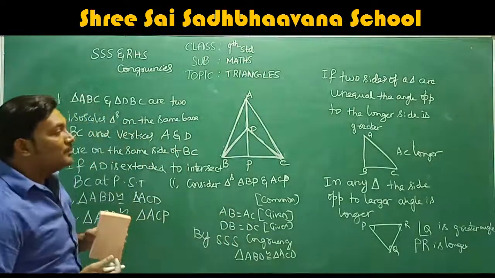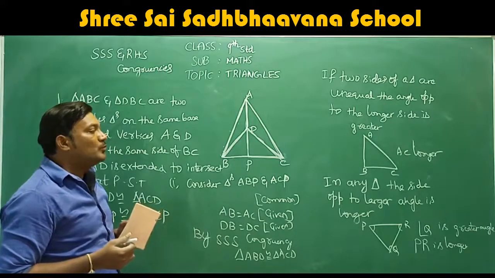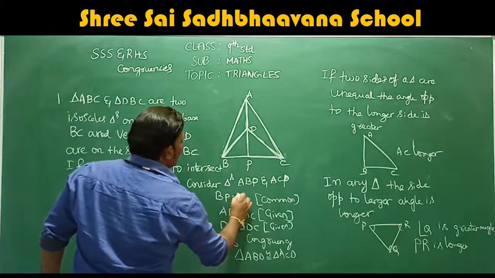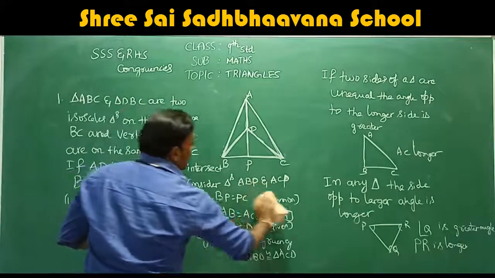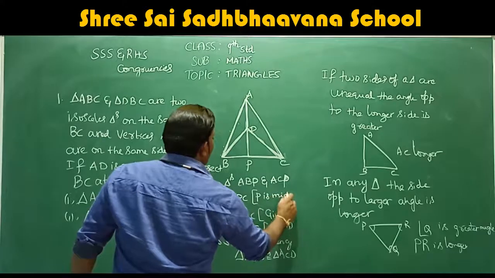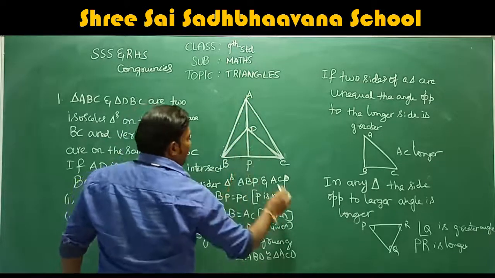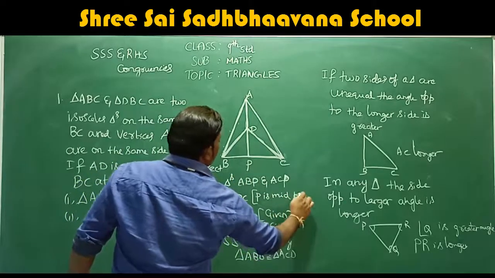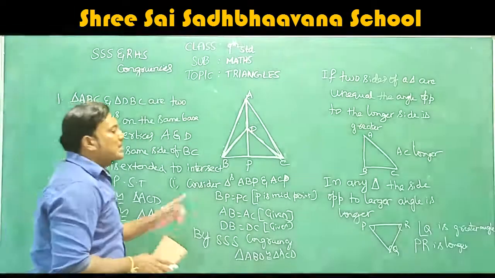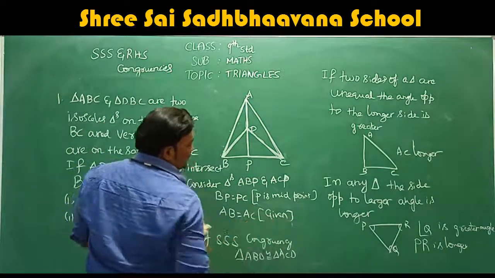And also you observe in ABP, BP is equal to PC. Why is BP equal to PC? Because P is the midpoint. Remember that whenever you draw one perpendicular from A which touches at P, definitely it is the midpoint. So BP is equal to PC because P is the midpoint.